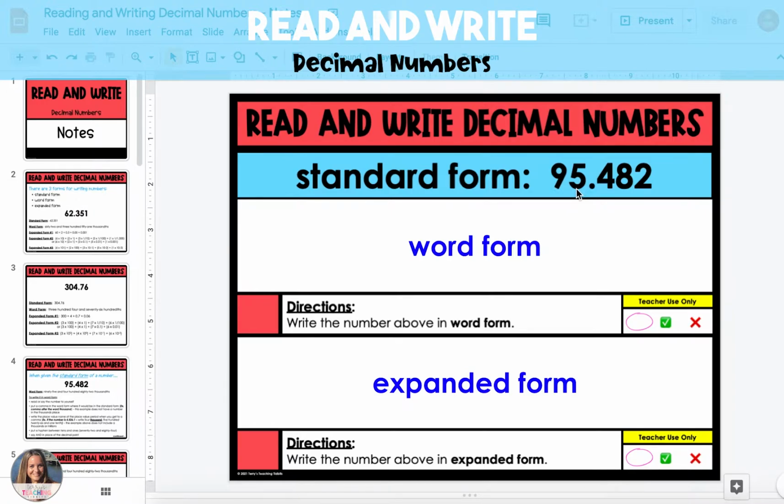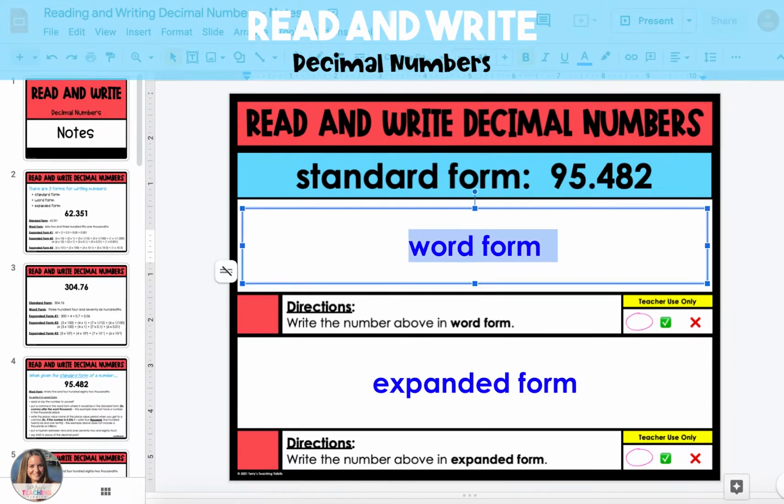To write the decimal number in word form, we're going to look at the whole number part of the number first, and the whole number is 95. So we're going to start by writing 90-5. Next, we have the decimal point, which separates the whole numbers from the decimal numbers. When we write in word form, we use the word "and" to take the place of the decimal. So we'll have 95 and.